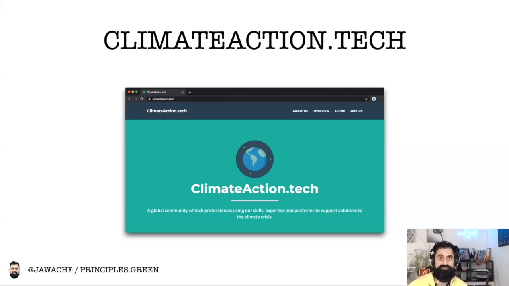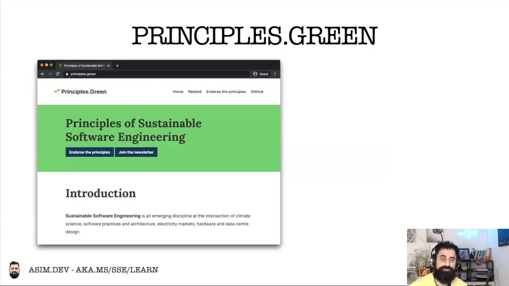I took a massive leap of faith, in that I actually had something worthwhile to say, and worked with others to create what's called PRINCIPLES.GREEN, which are a set of what I consider to be 8 first principles.